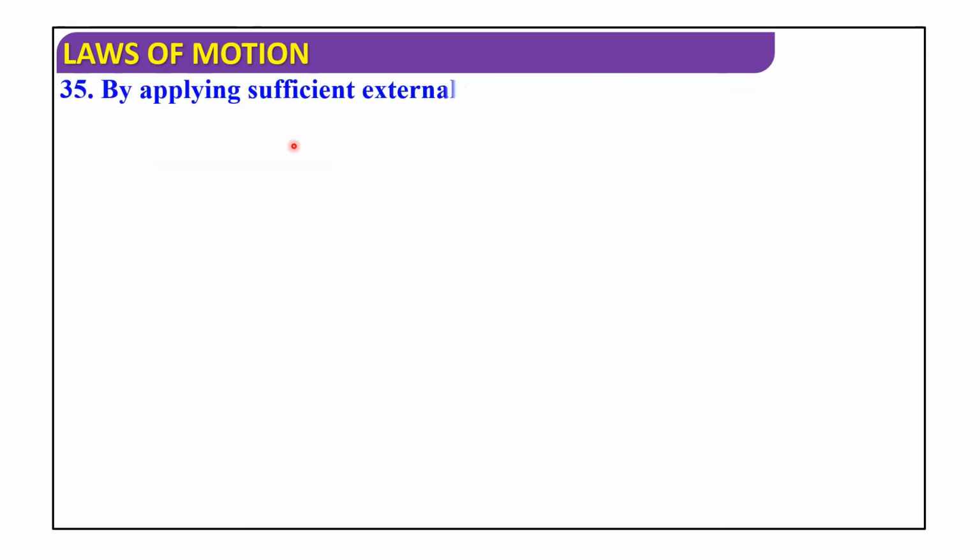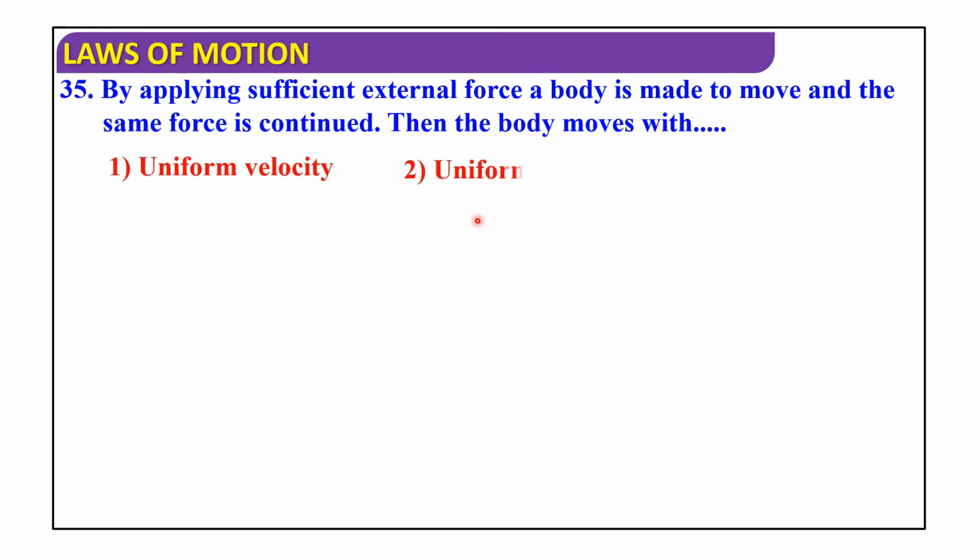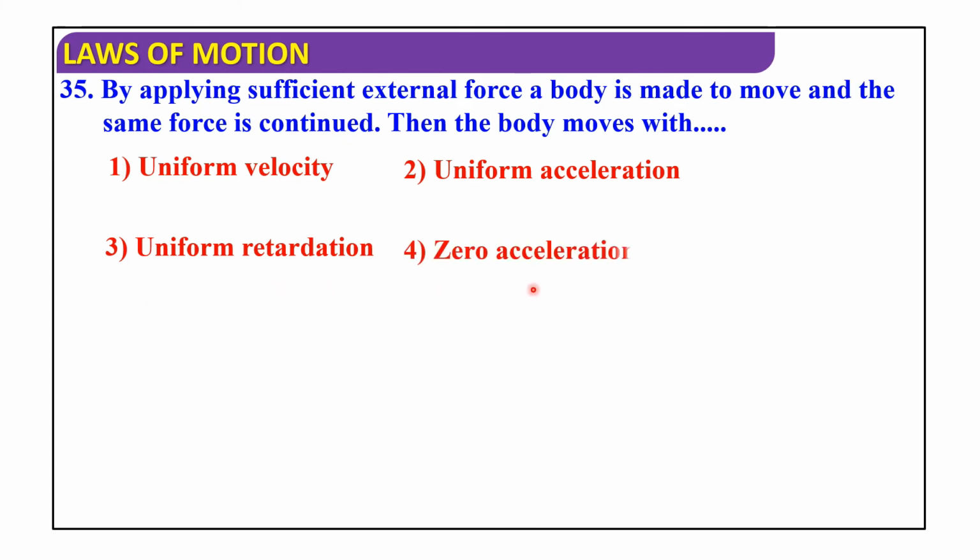By applying sufficient external force, a body is made to move and the same force is continued. Then the body moves with uniform velocity, uniform acceleration, uniform retardation, or zero acceleration. So here, by applying sufficient external force, a body is made to move and the same force continues. Then the body moves with uniform acceleration.